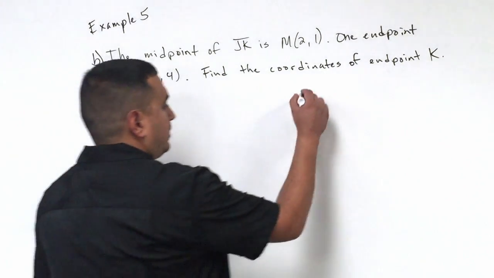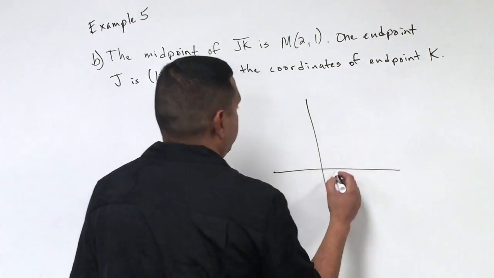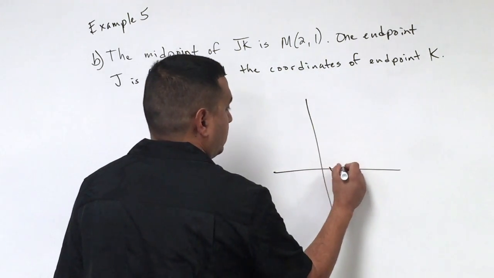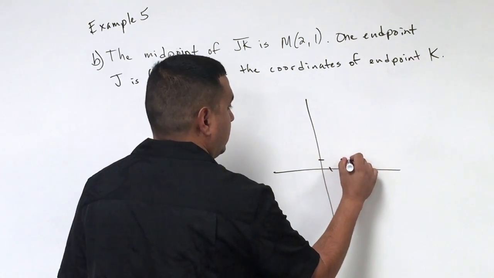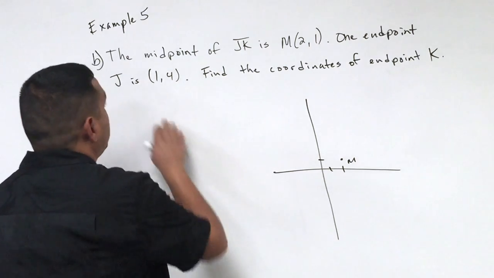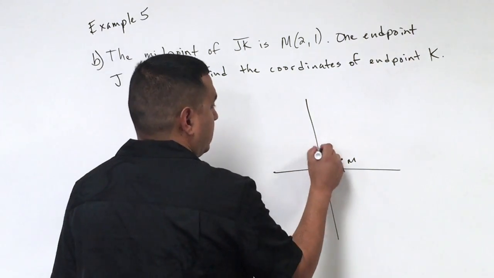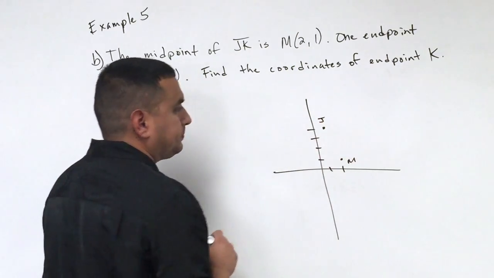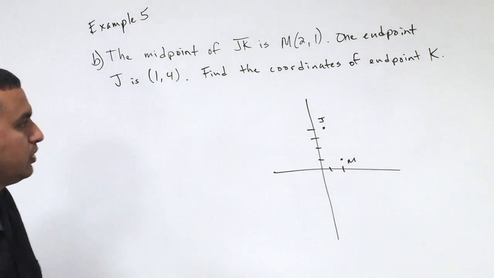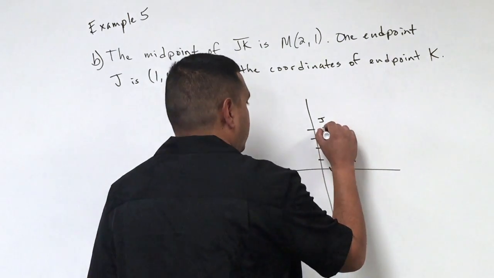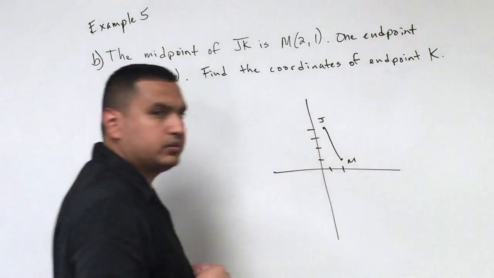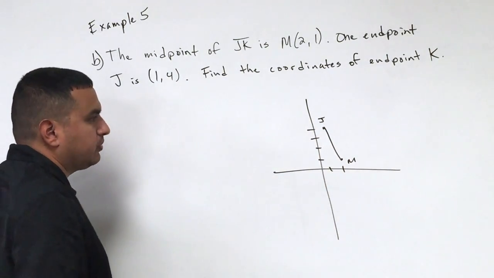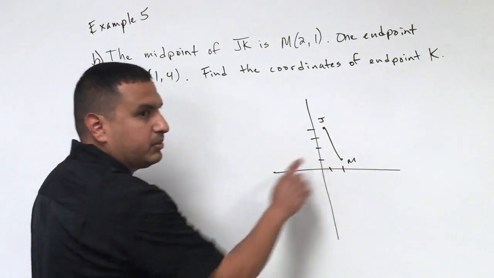let's graph this to kind of see where we're at. I'm going to graph M at (2, 1). So that's (2, 1) here. That's going to be M. J is at (1, 4). So 1, then I have to go up here. That's J. All right, so the question becomes, how do I go from here to here? Well, to get to K, it's going to be down here because M is in the middle.